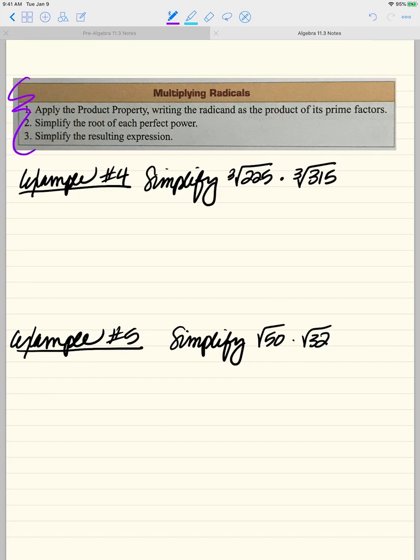So, rules for multiplying radicals: apply the product property, writing the radicand as the product of its prime factors, simplify the root of each perfect power, and simplify the resulting expression.